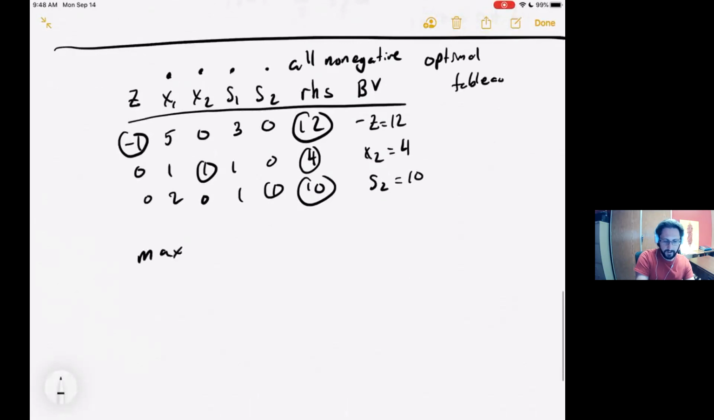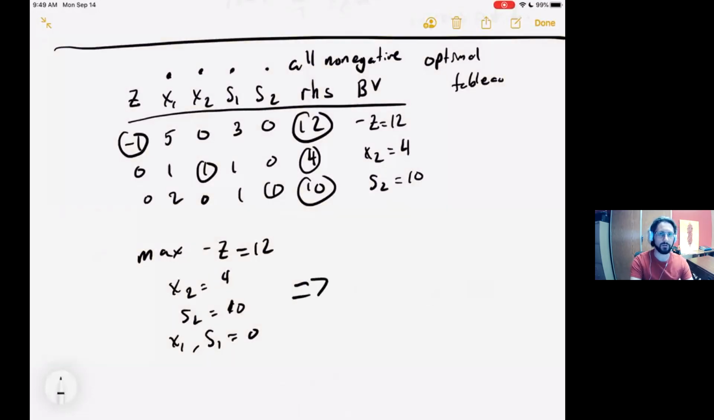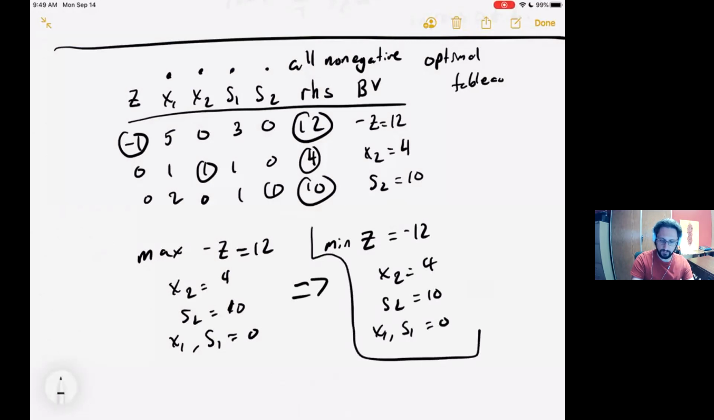So the maximum value of negative z equals 12 occurs when x2 equals 4, s2 equals 10, and x1 and s1 equal 0. But of course, we were not solving a maximization problem. We were actually solving the minimization problem. So this is the same as minimize z equals negative 12 with these values, giving us the minimum value for z.